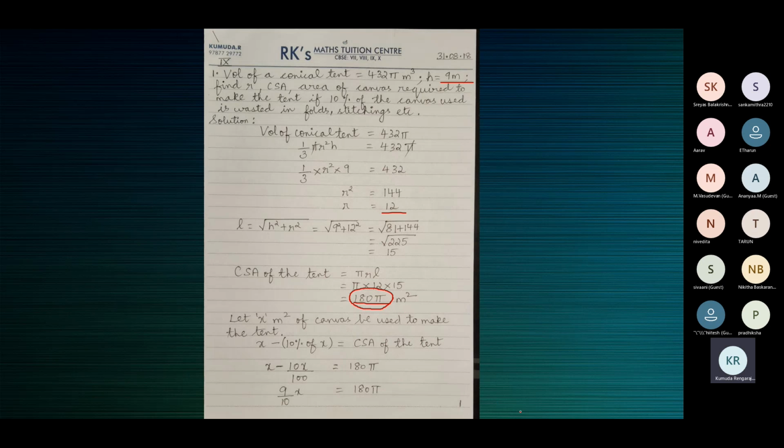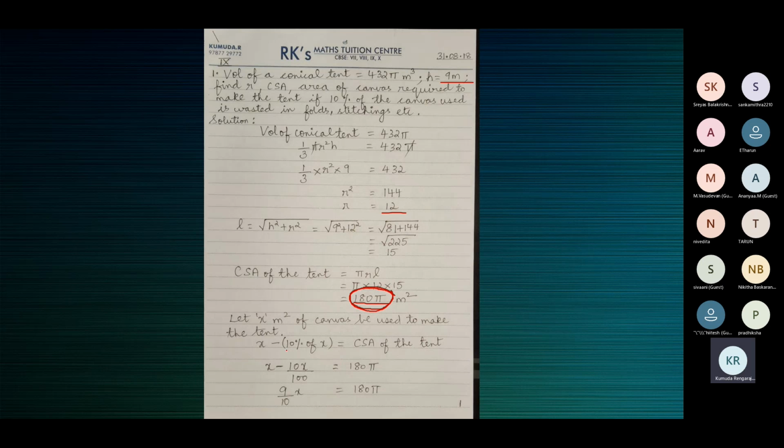If you buy only 180 pi, 10% of that will be wasted. So the CSA will fall. That means you will not get the required radius and height. You can make a tent, but it will not have radius 12 and height 9. Or if you make height 9, radius will not be 12. Or if you make radius 12, height will not be 9. If you want to put up a tent of radius 12 meters and height 9 meters, after wastage, you should have 180 pi. Then only that will become the CSA of the tent.